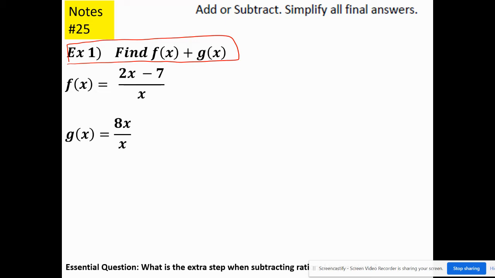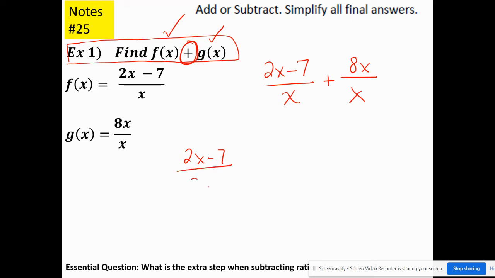Okay, now I'm going to have you write the following. So let's write f of x. So write what I'm writing, 2x minus 7 over x plus, then let's write the g of x, 8x over x. So go ahead and write that. I just have to write it because I ran out of room. I'm just writing it where I have a little more room. You don't have to write it twice. It was just me. Okay.